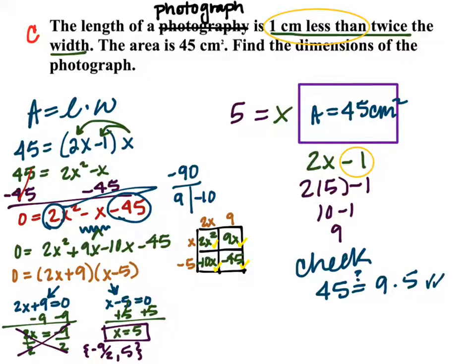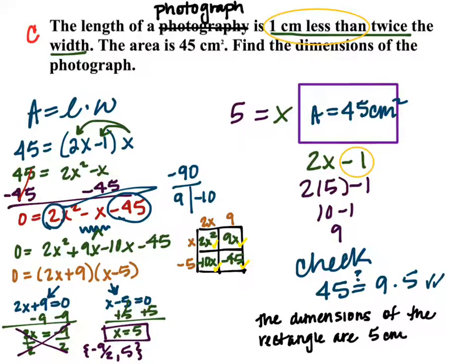So in the fashionable form, we're going to write a sentence to say the dimensions of the rectangle are 5 centimeters by 9 centimeters.